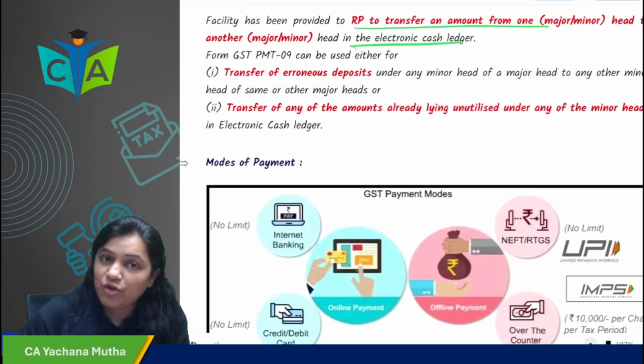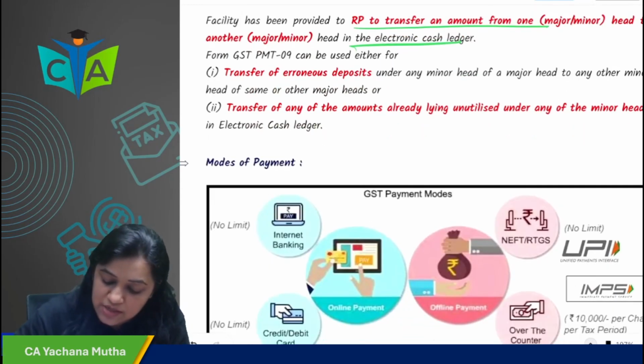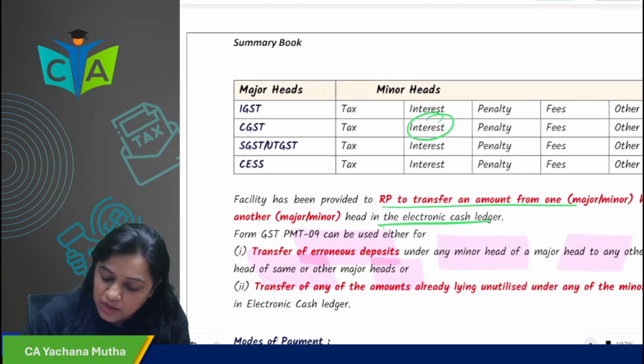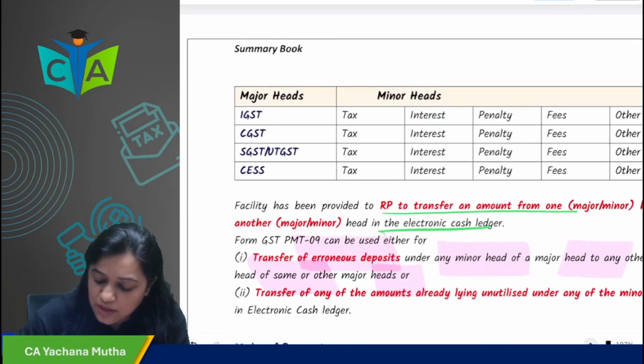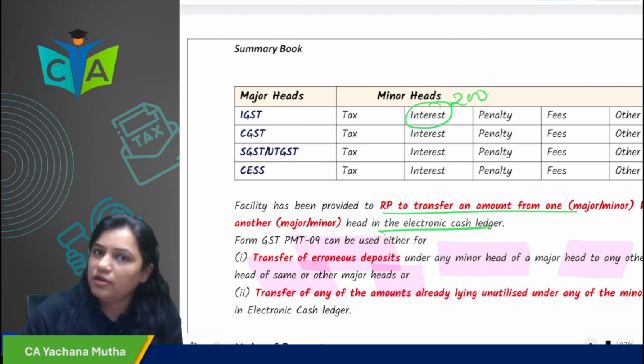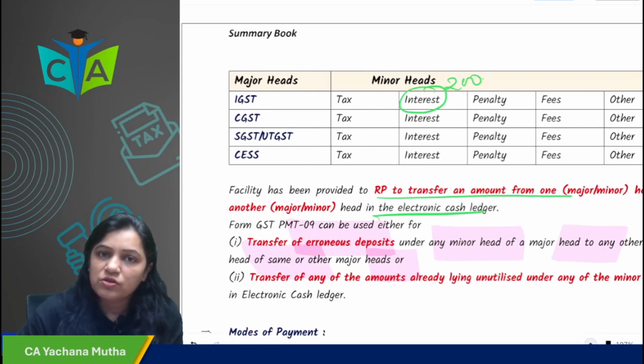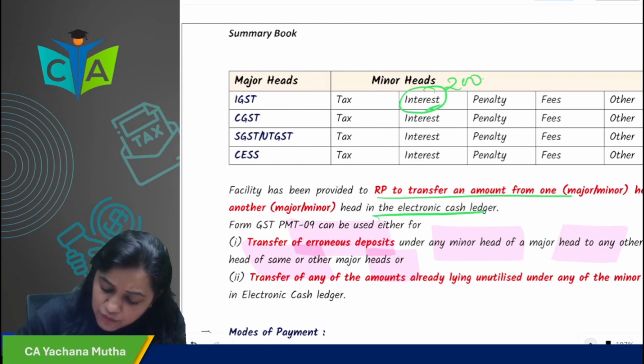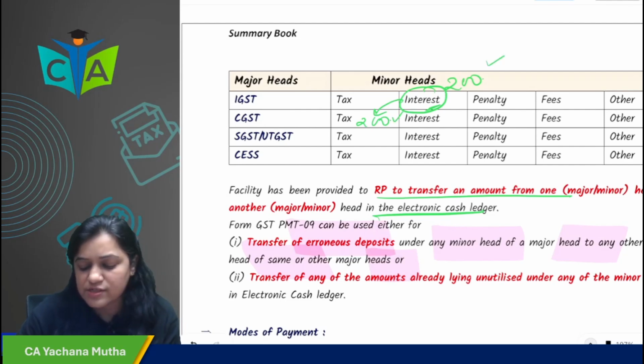Why has this facility of transfer been provided? For example, there is an erroneous deposit under any minor head of a major head instead of another minor head of the same category. Like, for example, I have erroneously deposited 200 rupees under interest of IGST. So what can I do? If I have wrongly deposited 200 under interest of IGST, and I want to transfer it to CGST tax 200 rupees, yes, I can do that, because I have erroneously deposited.